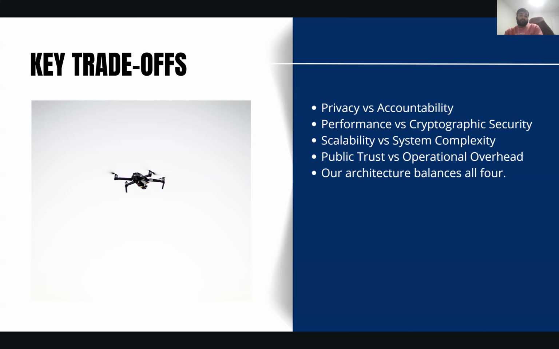And coming to the fourth one, public trust and operational overhead. So we preserve trust for operators and the public without adding excessive burden on the ecosystem. So overall, our architecture finds a balanced middle ground across these trade-offs. Next slide.